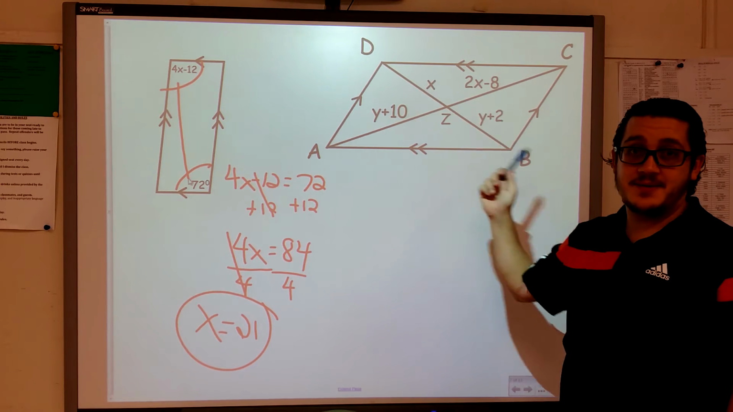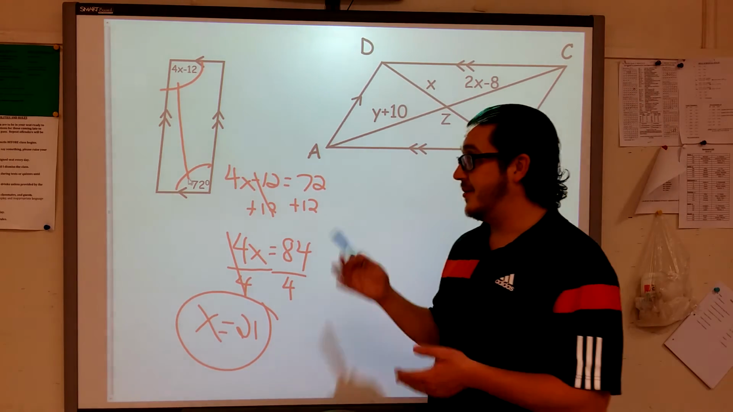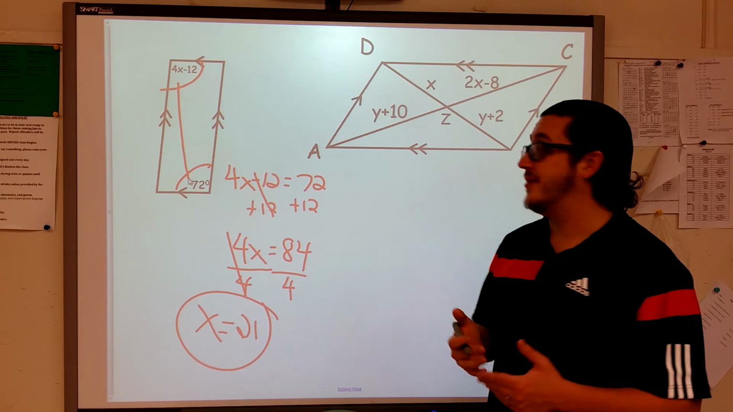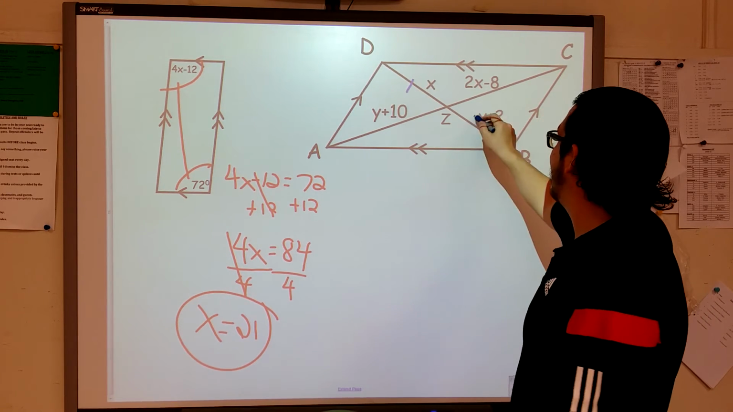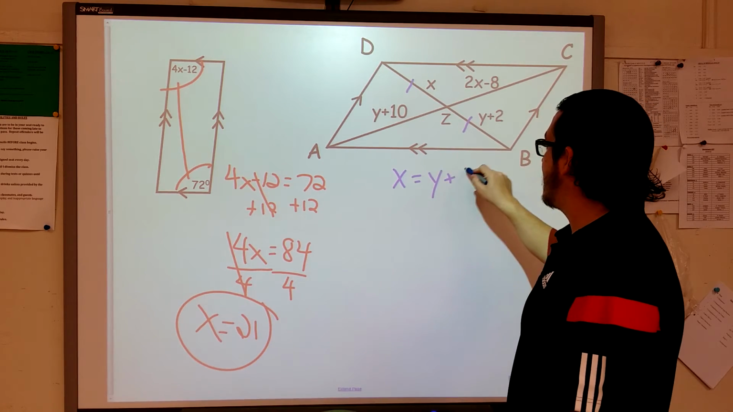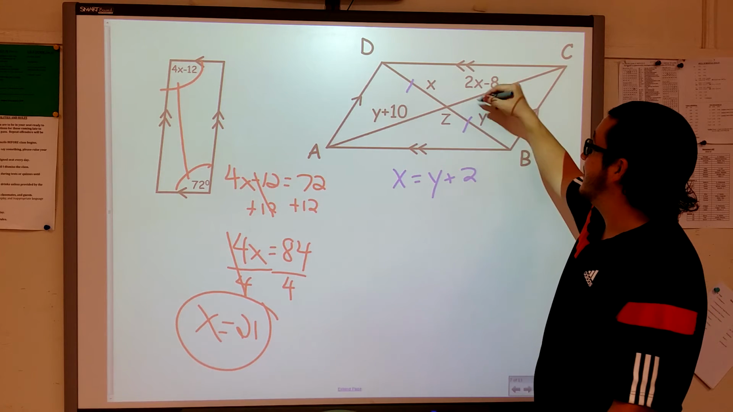Here we're given the diagonals. And what is special about the diagonals? The only one we haven't talked about yet with any of our example problems. So the diagonals bisect each other. They cut each other in half. So that means that x is going to be equal to y plus 2, right? Y plus 10 is equal to 2x minus 8.